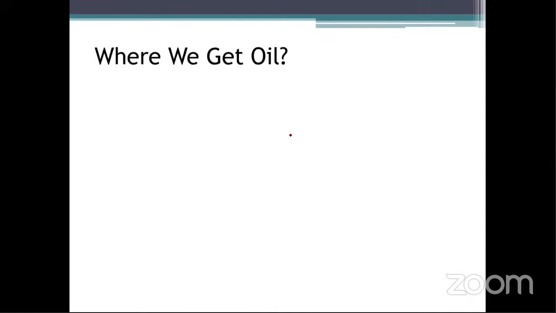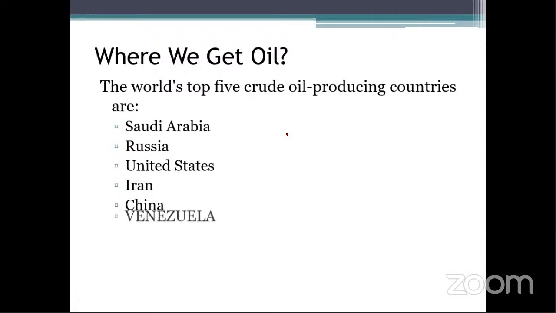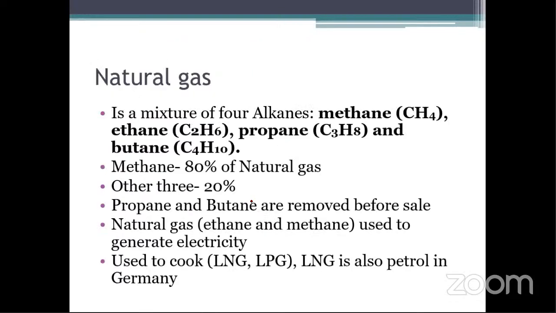So where does Jamaica get oil? Well, these are the world's top 5 oil producing countries: Saudi Arabia, Russia, United States of America, Iran, China, and Venezuela. And we used to mainly get our oil from Venezuela.